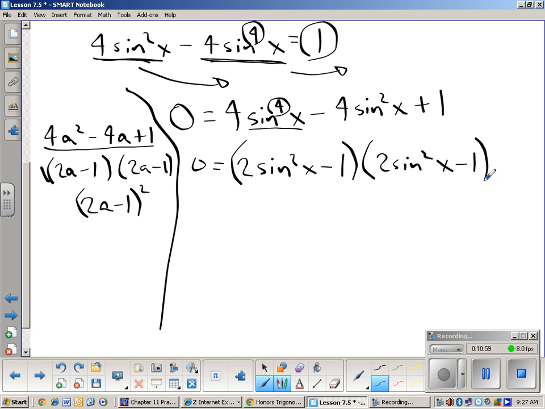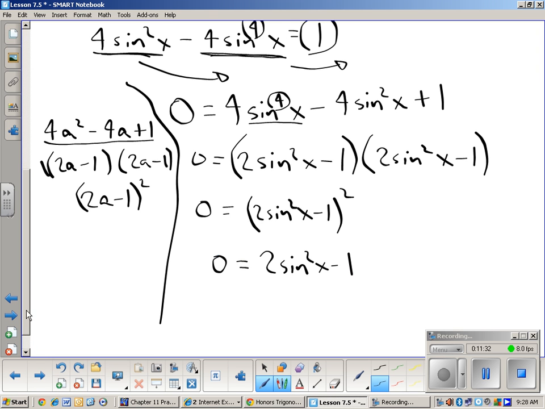Okay? And so, I can go ahead and write it as 1. But then I'm going to solve by square rooting both sides. And so I'm going to get 2 sine squared x minus 1 equals 0.